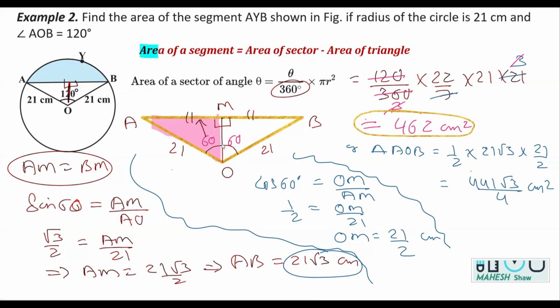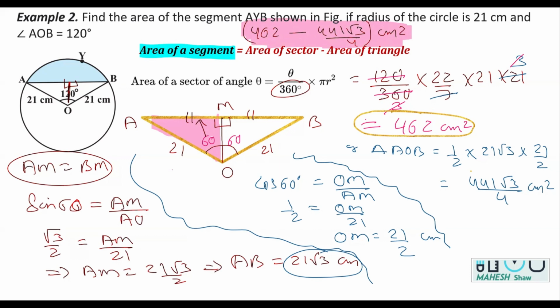So I'll write the area of this segment over here. The area of the segment is equal to the area of the sector, which is 462, minus the area of the triangle, which is 441 over root 3 by 4. And you put a bracket and write centimeter square. As the value of root 3 is not given, I suggest you can leave the answer here only. No marks would be deducted for that. So this is the question.